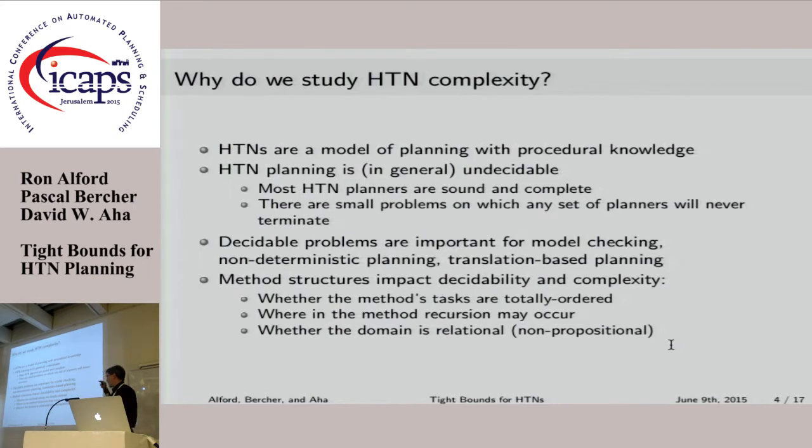Today we're going to study method structures and how they impact decidability and complexity. So in general, this is whether a method's tasks are totally ordered or whether they're partially ordered and can be interleaved. Where in the method recursion can occur. So you've seen programs that are tail recursive, or not recursive at all, or recurse somewhere in the middle. And whether the domain is relational, whether it has variables, whether we're planning non-propositionally or not. But we're not going to study that one today. We're going to study the first two.